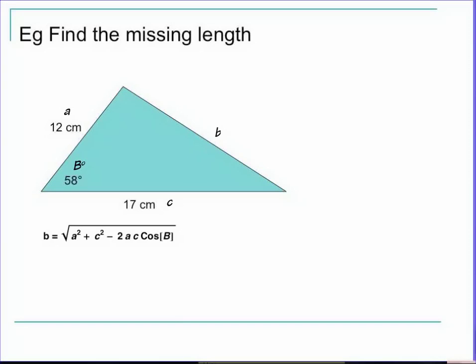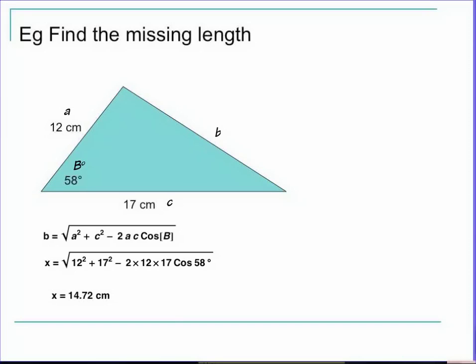Then once you've done that, it's just a matter of putting in, instead of angle B, length A and length C, the values that we've got. So we know that A equals 12, C equals 17, and angle B is 58 degrees. So, ladies, at this point you need to pull out your graphics calculators and put in the right-hand side of the equation, and then when you check your answers, you should get 14.72 centimeters as the length of B, which is the one you were trying to find.